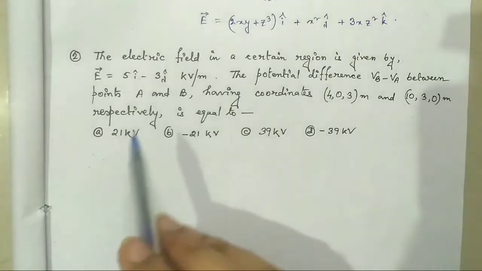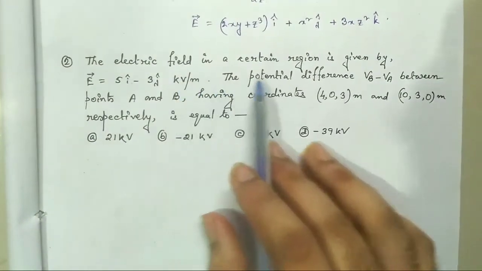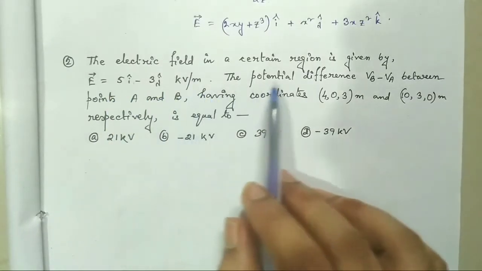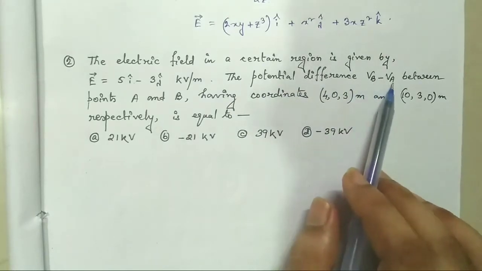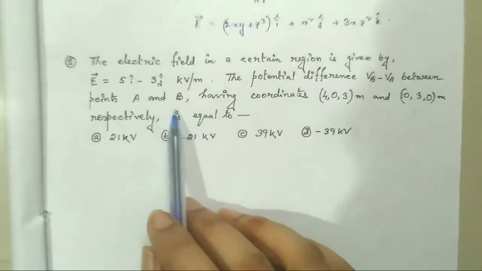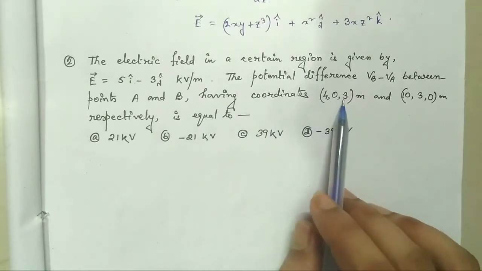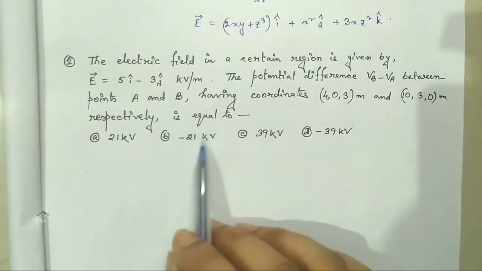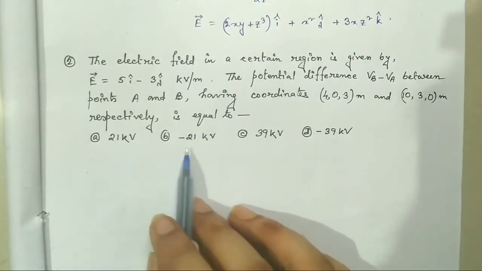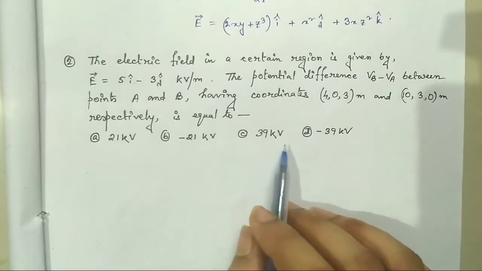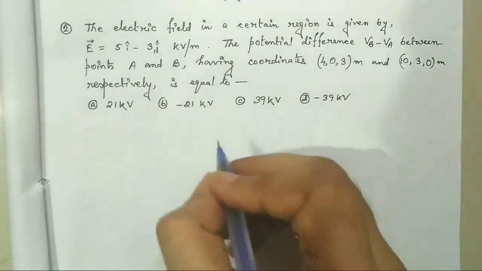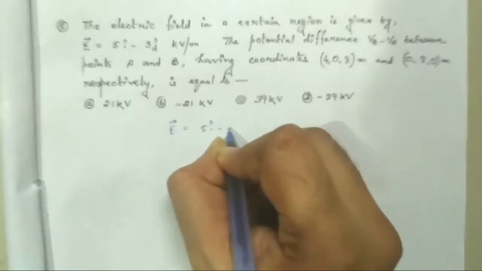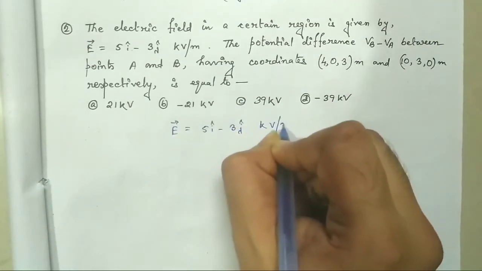Our next question, question number 2. The electric field in a certain region is given by E vector equal to 5i minus 3j kilovolt per meter. The potential difference VB minus VA between the points A and B having the coordinates (4, 0, 3) meter and (10, 3, 0) meter respectively is equal to, 4 options are given: 21 kilovolt, minus 21 kilovolt, 39 kilovolt or minus 39 kilovolt. Look, here the electric field intensity E is given by 5i minus 3j kilovolt per meter.